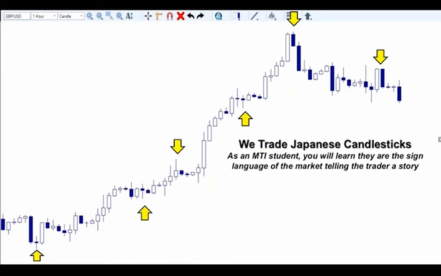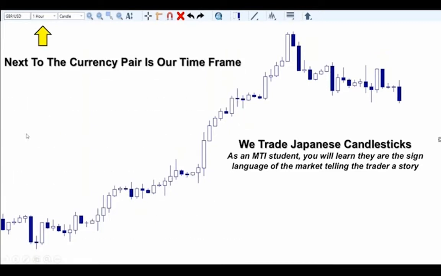Now, what you're looking at here is what's called a candlestick chart. These little rectangles are called Japanese candlesticks. I'm not going to go into a lot of detail explaining what these candlesticks mean, but basically they represent a specific time period and what the market has done during that time period. The charts I pull up today are going to be on a 1 hour time frame.